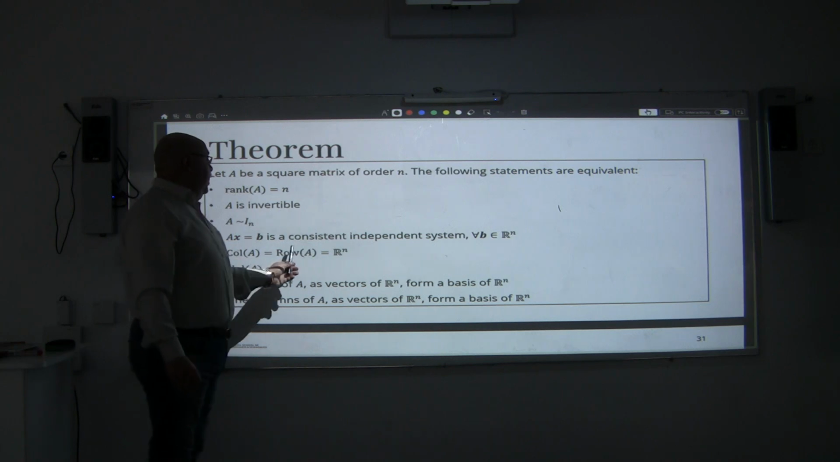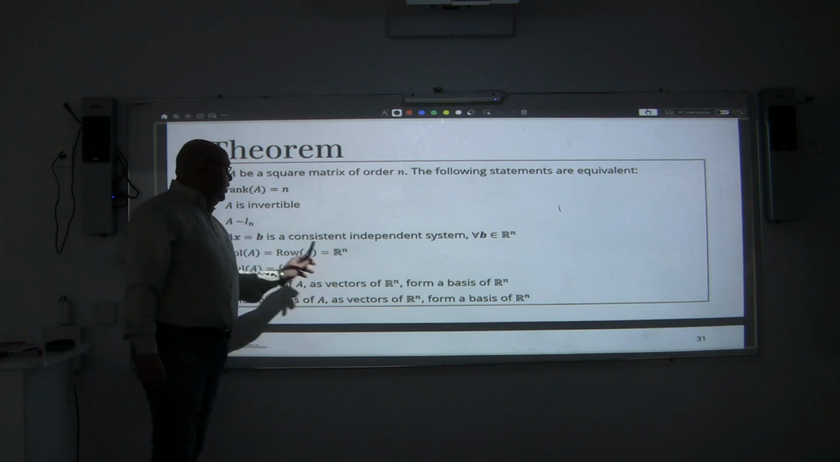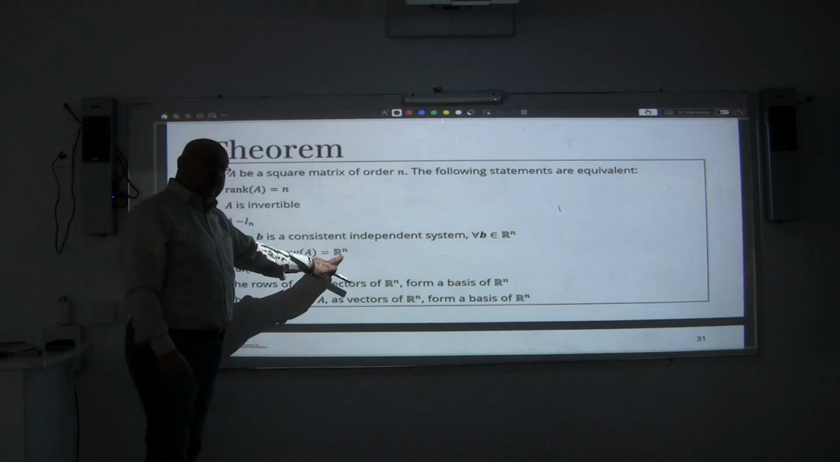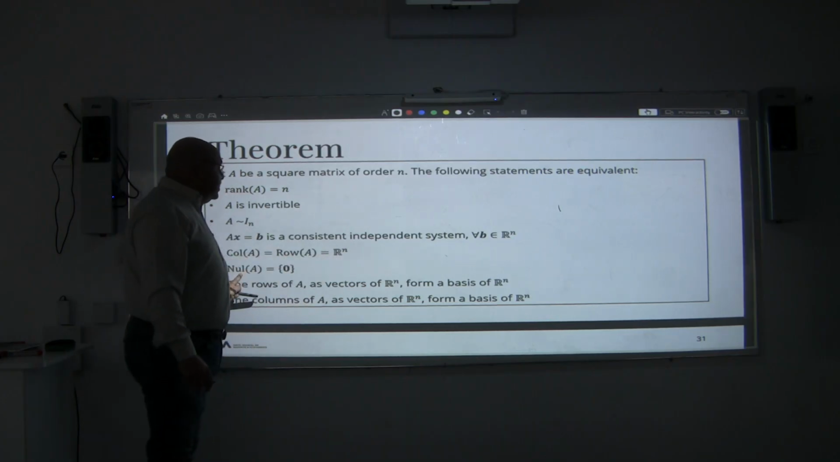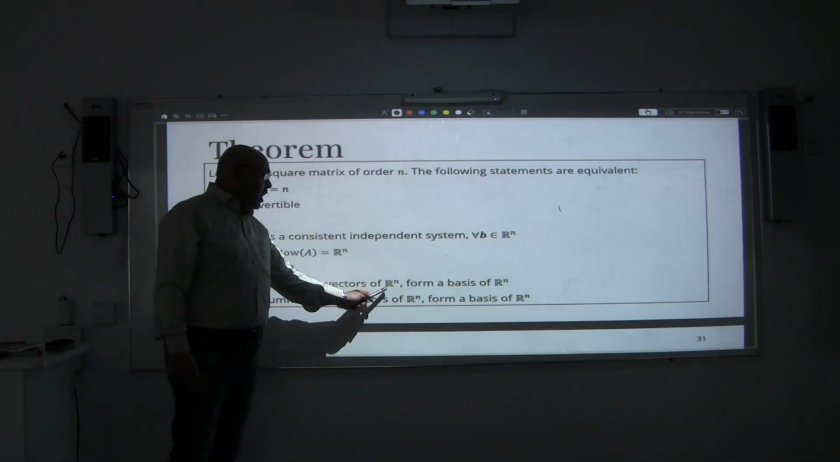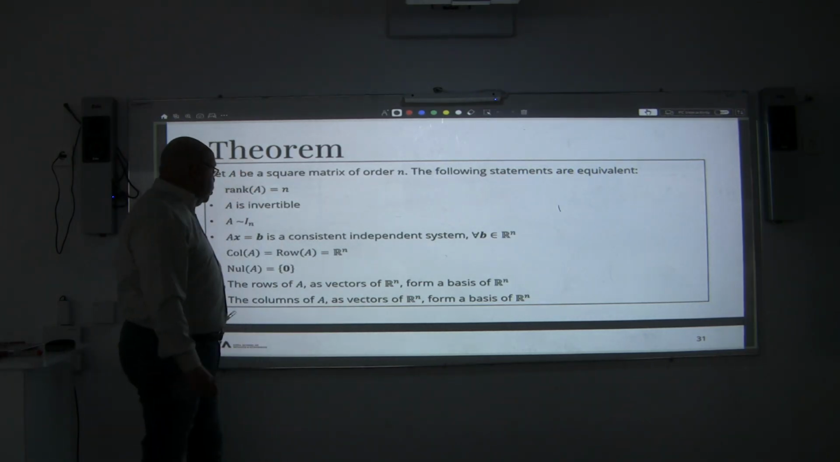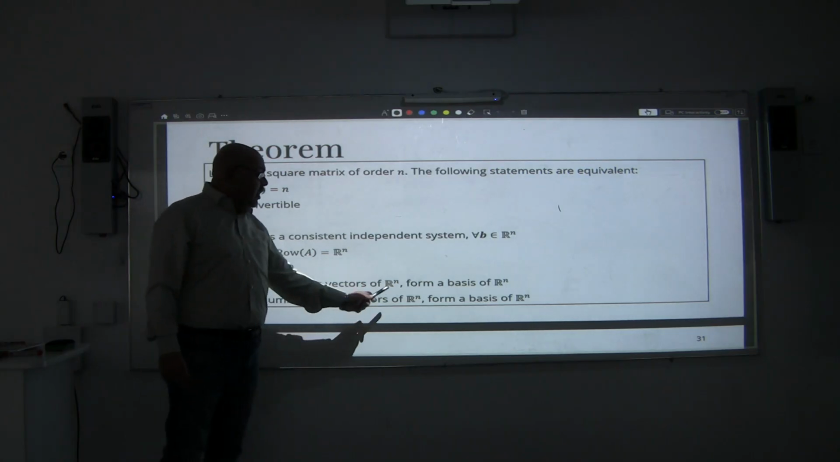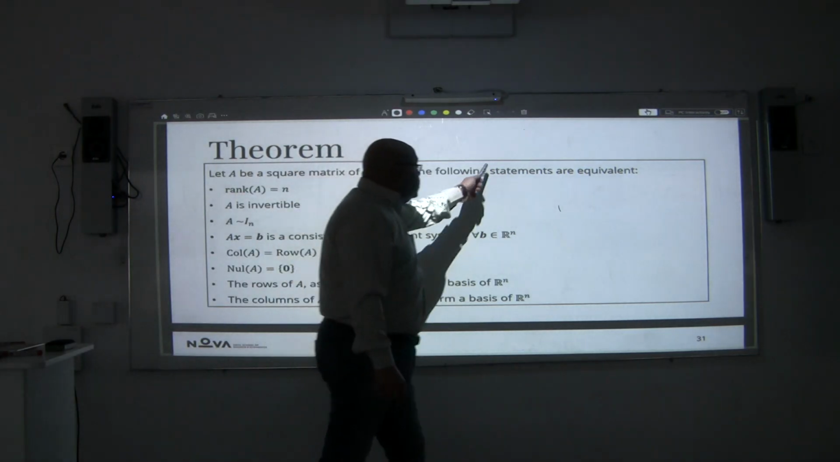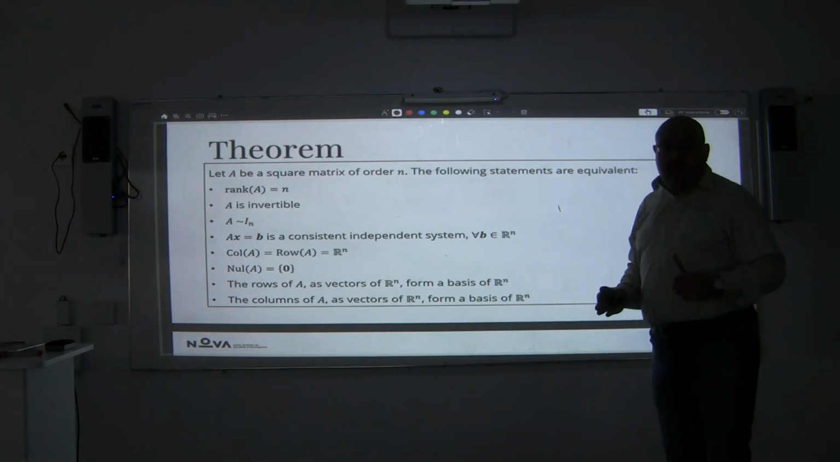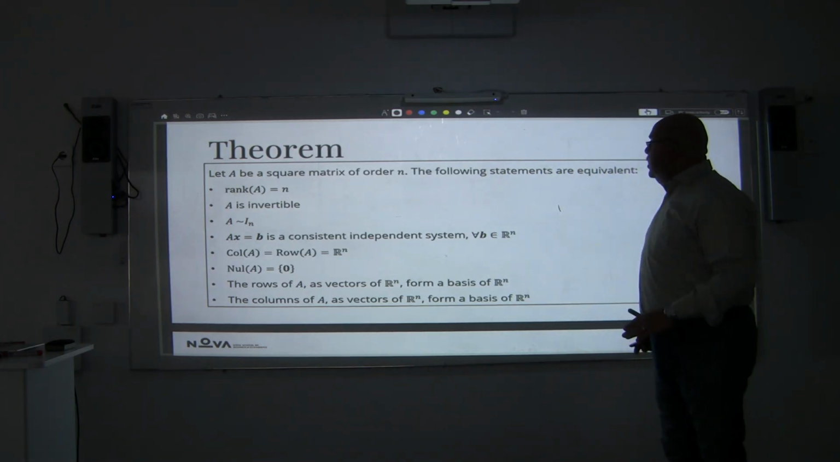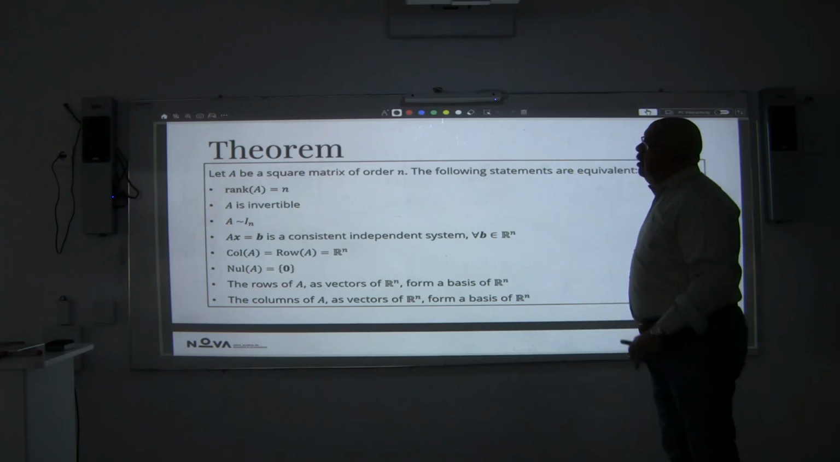The column space of A will equal the row space of A equal to Rn. So if this is R3, the rows will be 3 and the columns will be 3, since the null is equal to 0. The rows of A as vectors of Rn form a basis of Rn, and also the columns of A as vectors of Rn form a basis of Rn. Those statements are very important. You will find them on the main slides, and I've also sent them to you in the updated slides that we are working on.